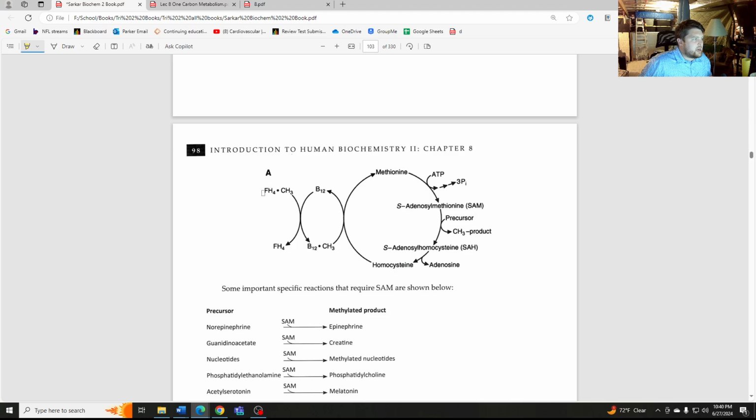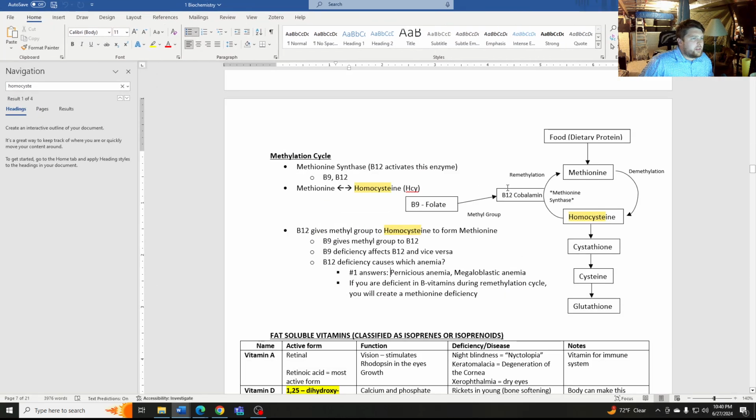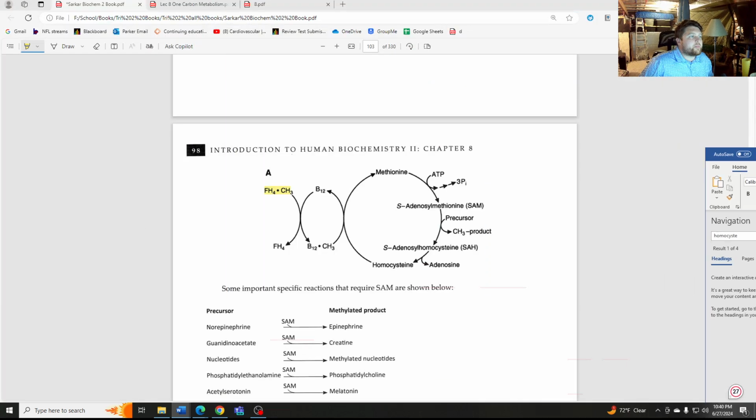So here, FH4, this is going to be our B9. What's going on with the B9? The B12. And then this other reaction converting the methionine to the homocysteine, which then needs to get methylated. That's how all of these are connected within this reaction. That demethylation of the methionine is coming from SAM.